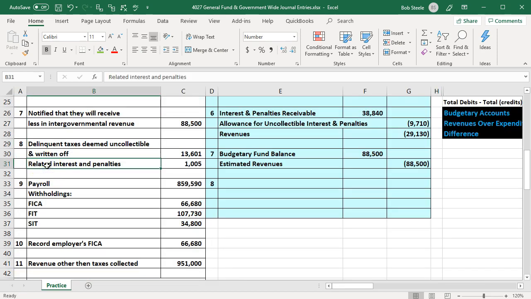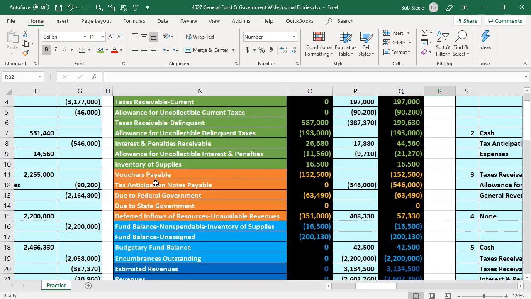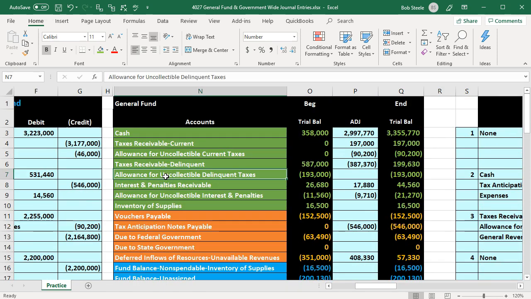Next item, we're over here in number 8, where we have the delinquent taxes that are going to be deemed uncollectible, and we're going to have to write off these items. We have the related interest and penalties that we're also going to say are uncollectible. So this would be kind of normal, what we would expect from normal accounting, the process that we'll take care of here. Remember what happens. We took them in the current receivables, and then at the end of the time period, we're going to move them into delinquent receivables.